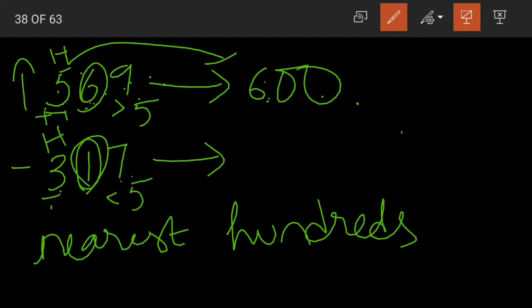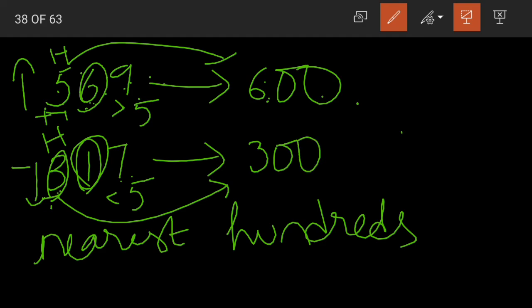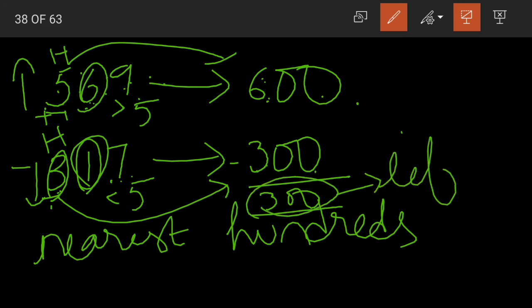Now 317. Here 1 is less than 5. So we round down, 3 as it is and the remaining 2 digits replaced by zeros. So 317 becomes 300. Now we need to find the difference. 600 minus 300 gives us 300. So about 300 crops are left with the farmer.